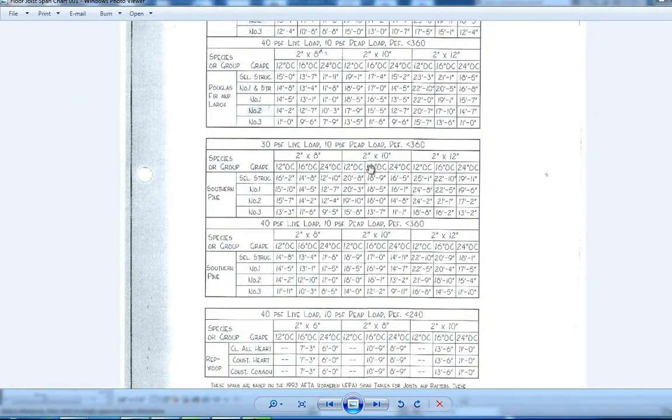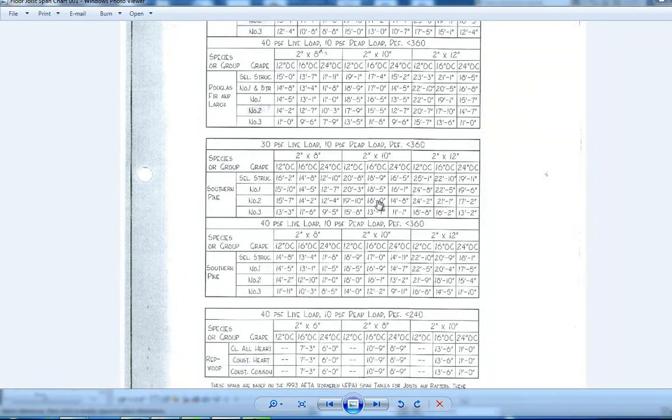And I want to be 16 on center. That would be perfectly fine. So I can use a 2x10. It'll span 18 foot. Y'all see that number 2 grade? 16 on center. It will span 18 foot. I couldn't use a 24 on center because it wouldn't span all the way up to where I need it. And 2x12s, I don't need that much material.